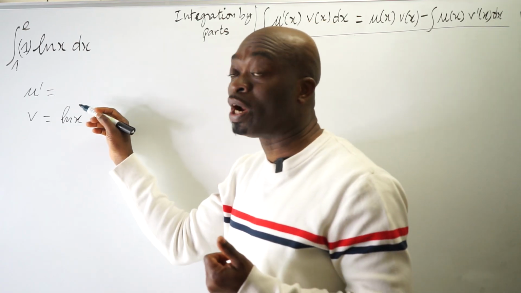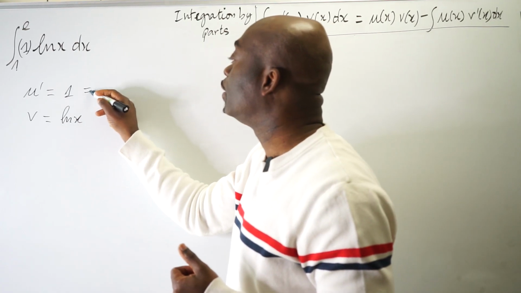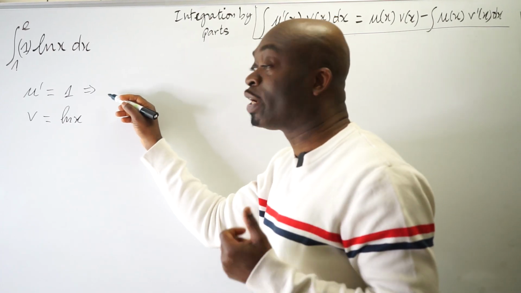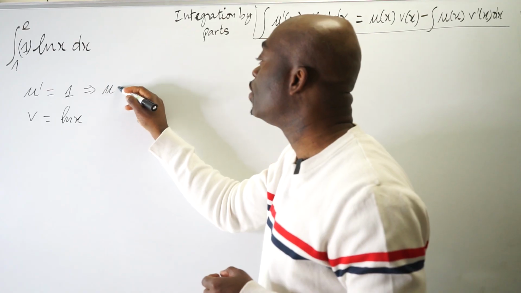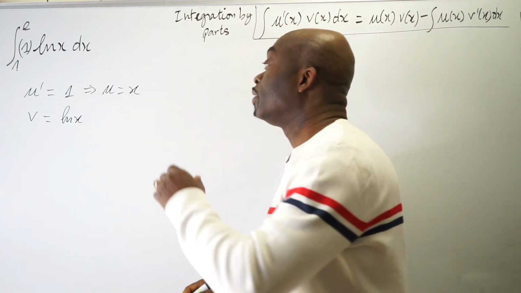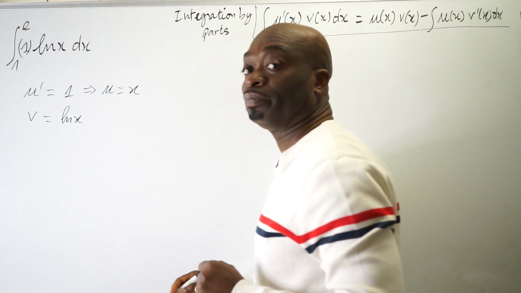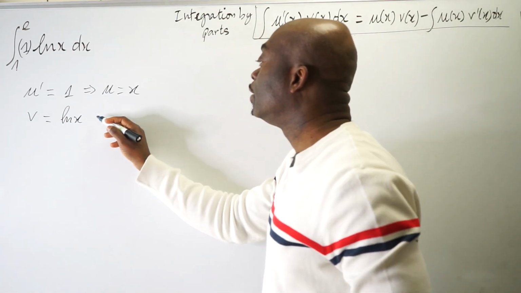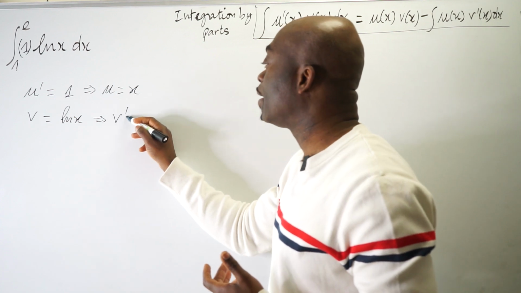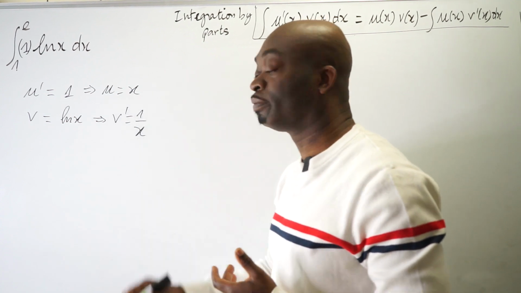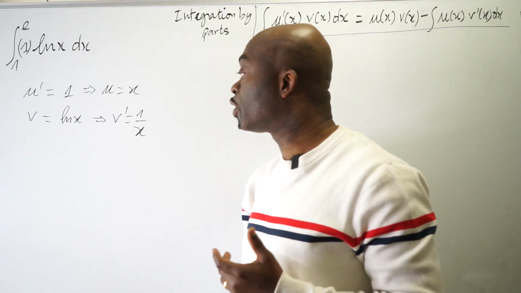And then for u prime, I'm going to choose the 1, knowing that the integral of that is going to give us u equals x, because remember, the derivative of x is 1. And then the derivative of v, which is v prime, is 1 over x. So we're good so far?